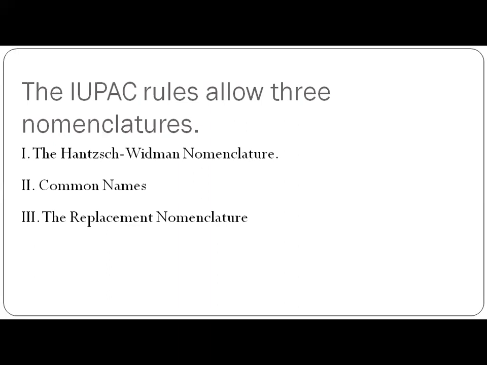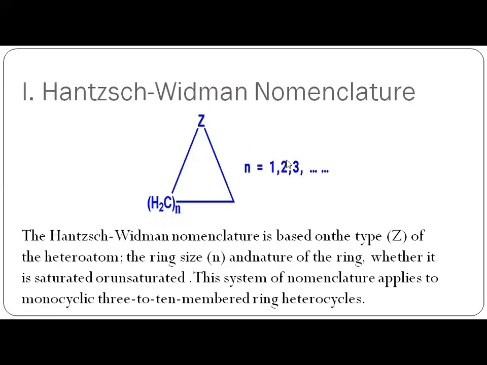The rules for using this system will be given later. It is an easy to remember but limited nomenclature system that makes use of an elemental prefix for the heteroatom, followed by the appropriate carbocyclic name. First, we have to start with a short list of some common prefixes. We are going to discuss it today. First, let's see the Hantzsch-Widman system.